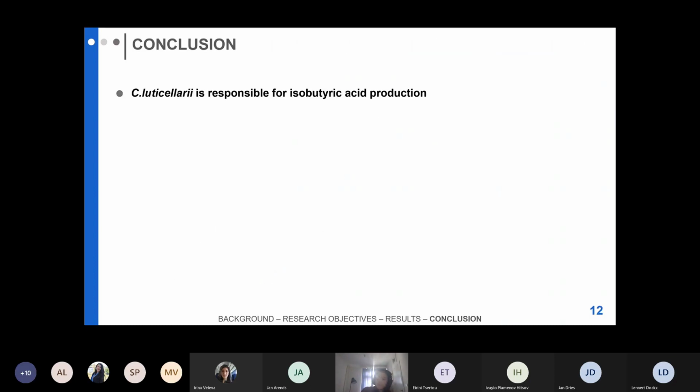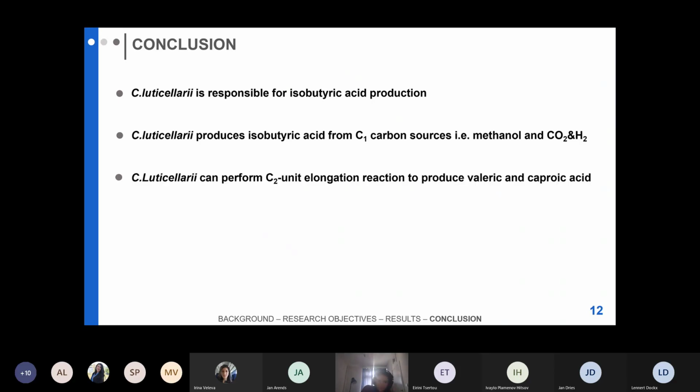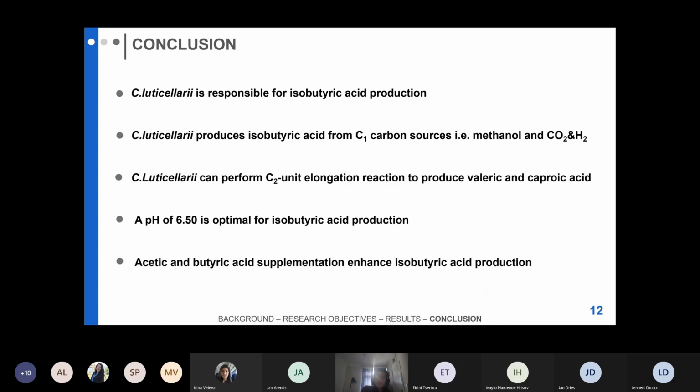So to wrap up the key points of my work: Clostridium luticellarii is the organism responsible for isobutyric acid production. It does it from C1 carbon sources, so methanol, and we also saw a glimpse of the potential to do it on CO2 and hydrogen. It can also perform C2 unit elongation to produce longer chain carboxylic acids. A pH of 6.5 was ideal for growth as well as isobutyric acid production. And we could see that acetic and butyric acid supplementation enhance isobutyric acid production.